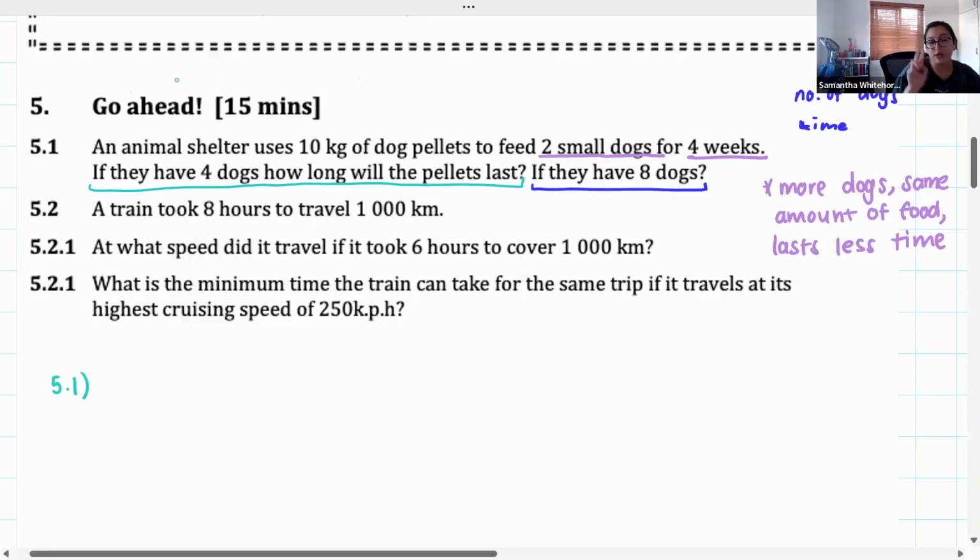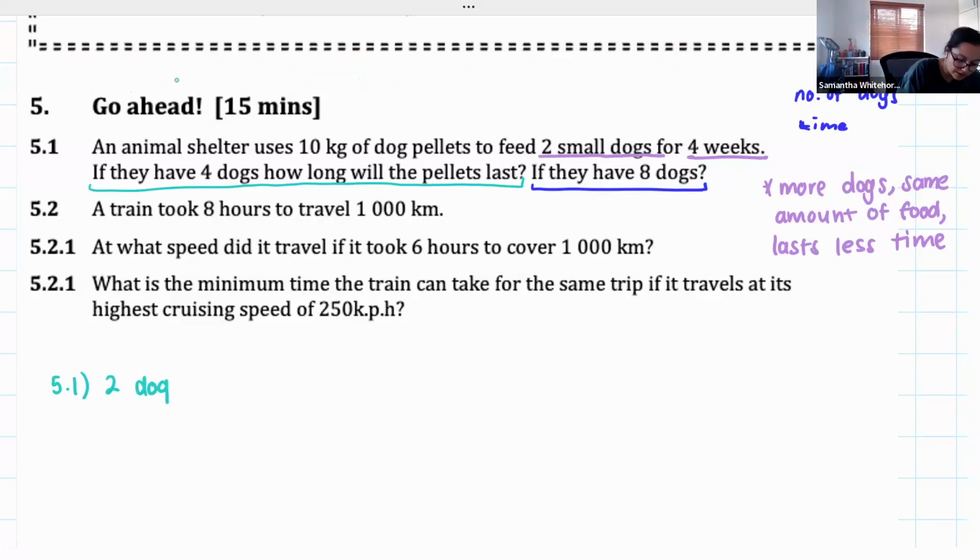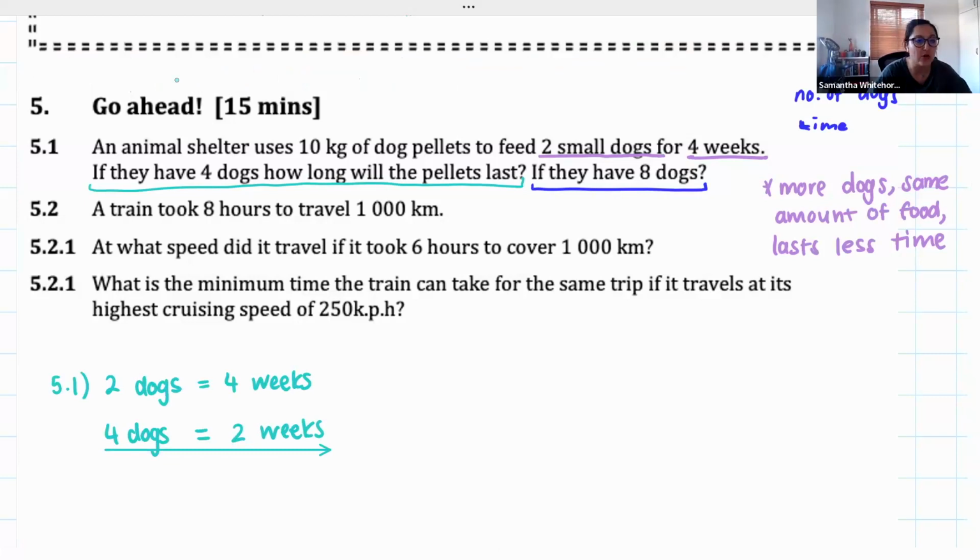So right now we know that 2 dogs last 4 weeks. We're now doubling the number of dogs to 4, which means that logically the time should halve. So if 2 dogs is 4 weeks, if we double the number of dogs to 4, it's going to last half the amount of time, so only 2 weeks. So guys, we're not trying to trick you with these questions. We're not trying to make it an illogical answer. Think about it logically. It has to last less time, and then look at the relationship between your numbers.